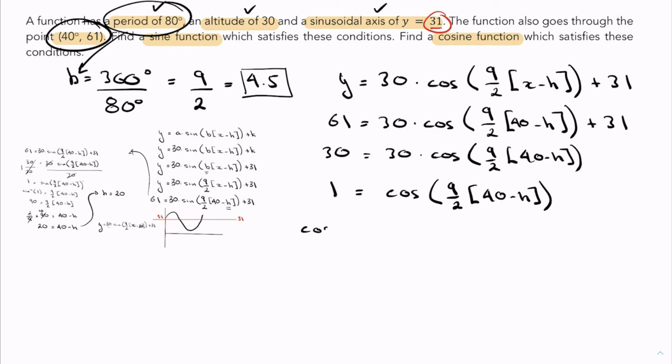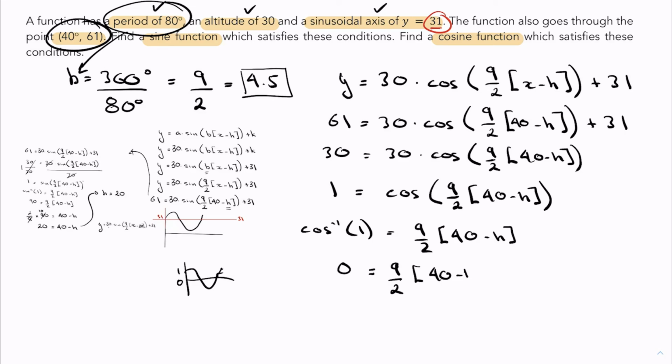If I take the inverse now, cos inverse of 1 equals 9 over 2, 40 minus h. Cos inverse of 1, if you recall the cos graph, it goes something like this. So when y is 1, the x value is 0. Again, could also be 360, but I want to take the smallest positive value. So it'll be 0 equals 9 over 2, 40 minus h, and I'm going to jump straight to the final answer for h. I'll get h equals 40. And again, I'll let you solve that. It's a grade 9 equation.